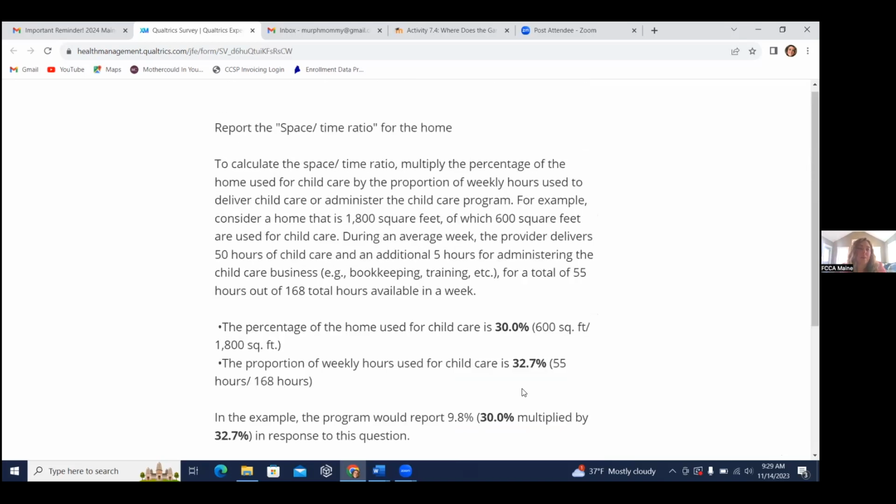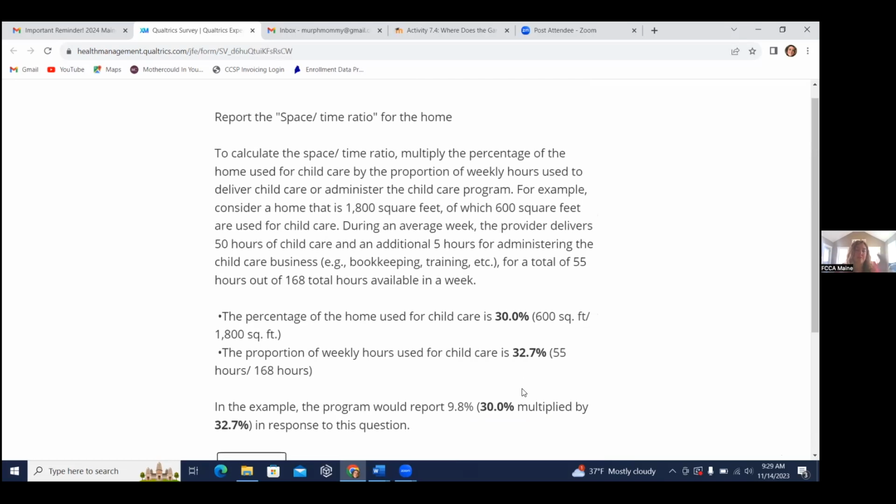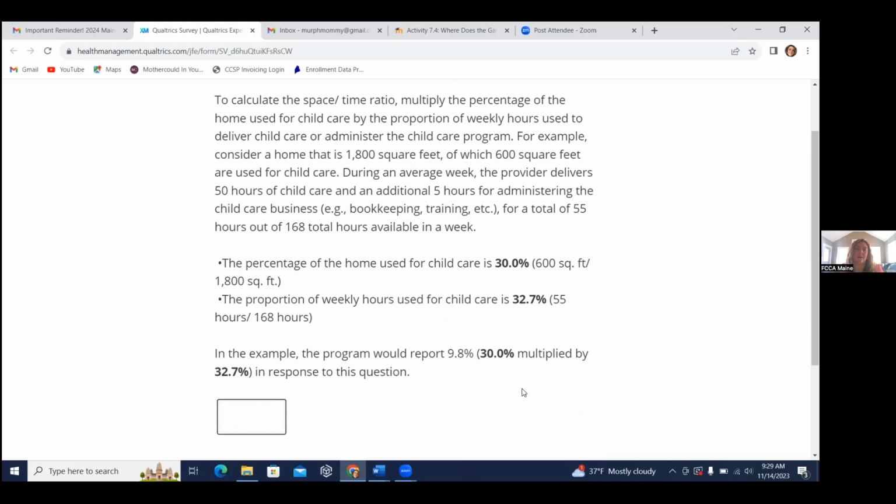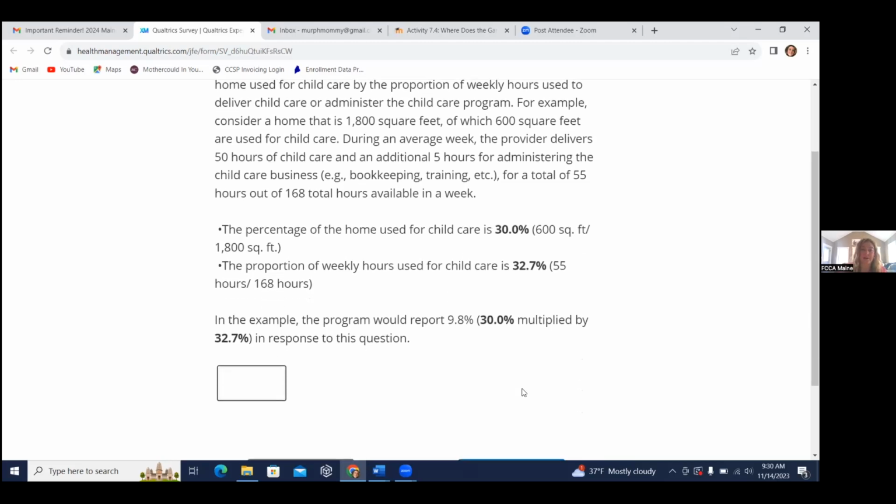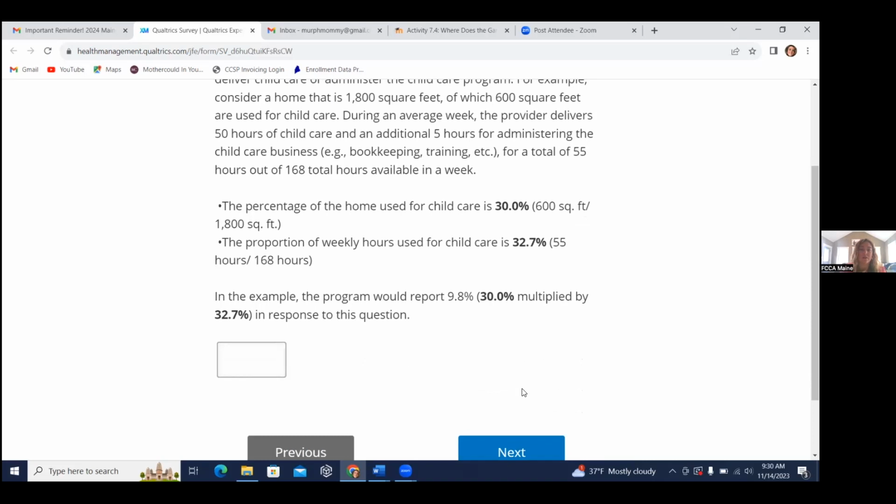And then this is just a report of the space/time ratio of your home. To calculate it, you multiply the percentage of your home used for the childcare by the proportion of the weekly hours used. For example, consider a home that is 1,800 square feet, of which 600 square feet is used for the childcare. During an average week, the provider delivers 50 hours of childcare and an additional 5 hours administrating the childcare business, for a total of 55 hours, so the percentage of the home used for childcare would be 30%. Okay, and we're just going to use that as an example.